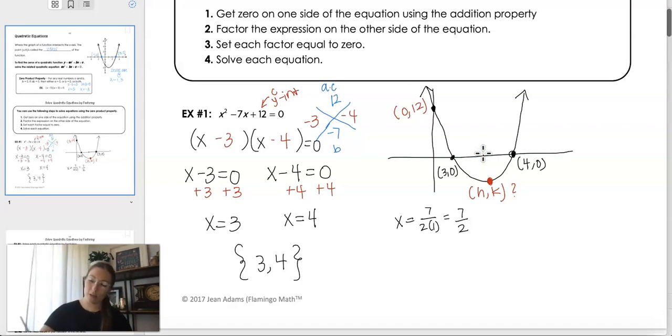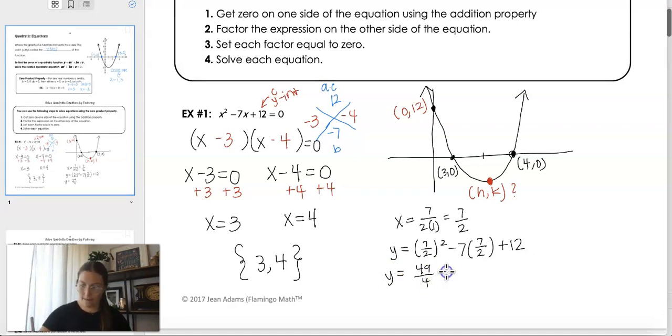Once you get that, then you plug it in. So y equals 7/2 squared minus 7 times 7/2 plus 12. All right, your guys' favorite fractions, I know. So now we're going to get y equals, when you square this, you square the top, square the bottom. So I'm going to get 49/4 minus 49/2 plus 12.